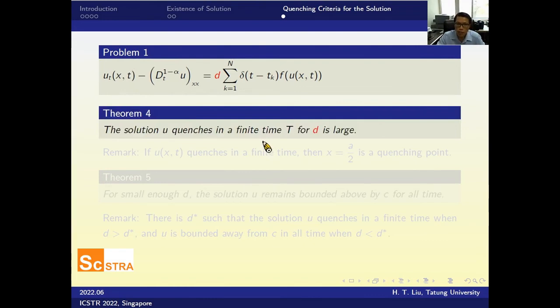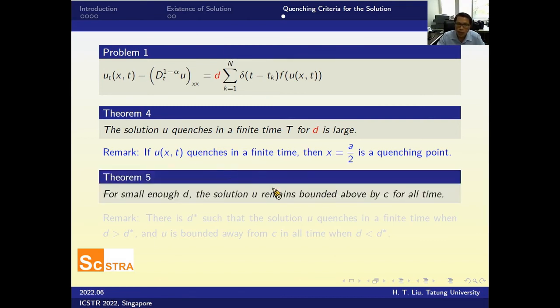Now the first result we have here is that if we put large enough energy inside the system, it will make the system quench. Certainly, it's because when D is large, it means that we have the largest force inside. So this means the diffusive behavior cannot take place well enough to make the system cool down. Now a remark on this: if the maximum occurs at the center, a over 2, then if the solution quenches in finite time, that will be the quenching point that we have.